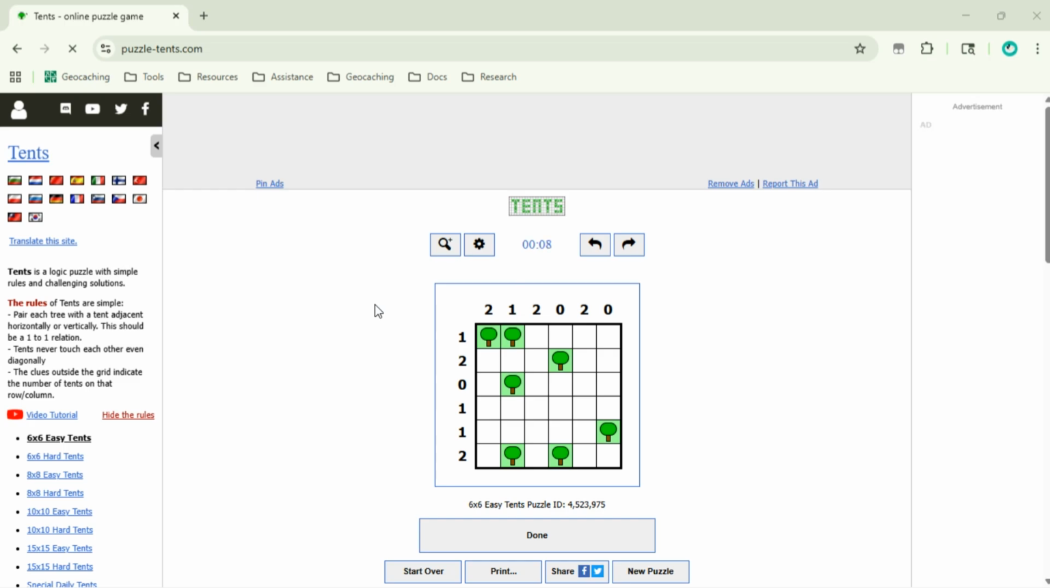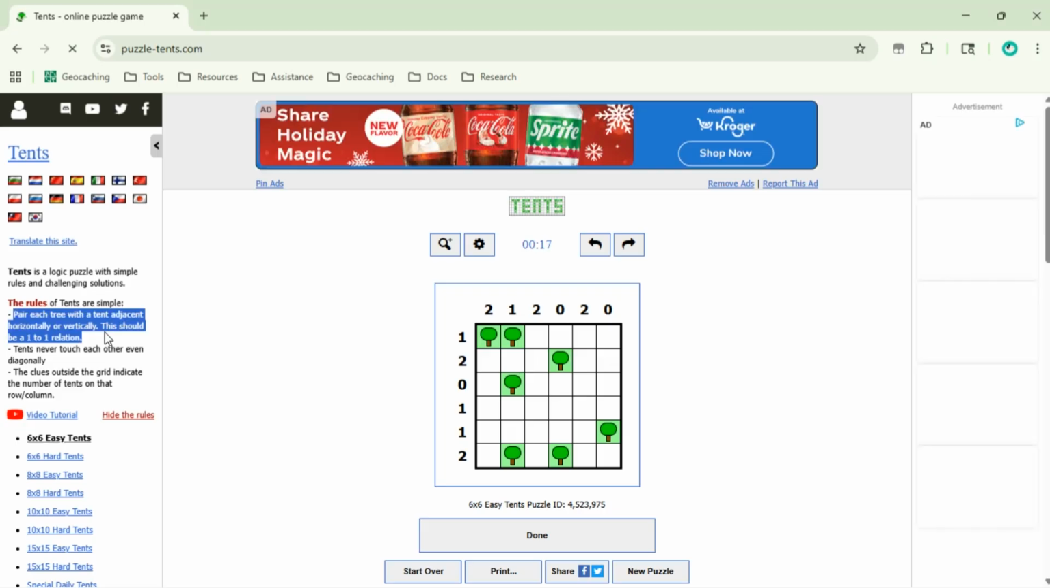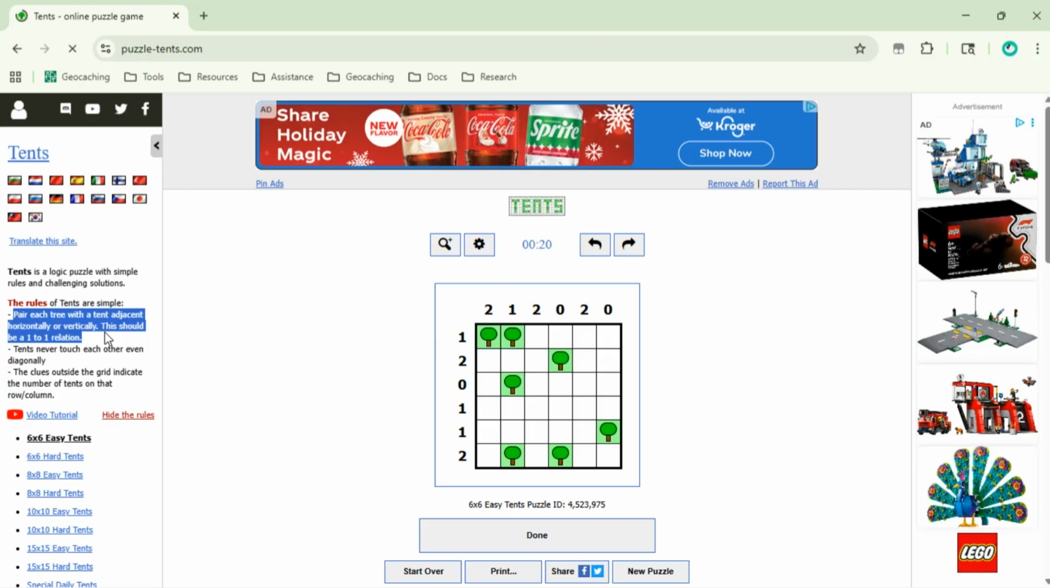So this one is tents. In tents, each tent has to be with a tree, and each tree needs to have a tent. That's basically the rules. Tents can't touch each other, not even diagonally, and the numbers indicate how many tents there are in each row or each column. So let's do this. Again, you can start out by doing all the zeros. Marking these blank makes it easy.